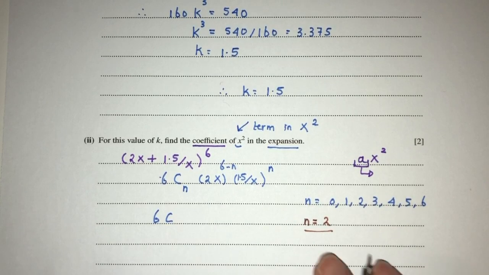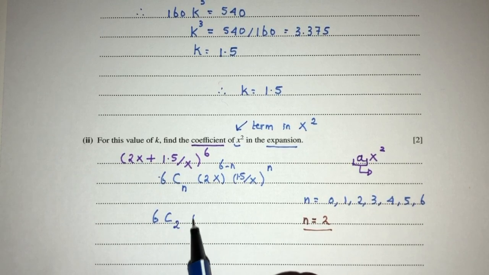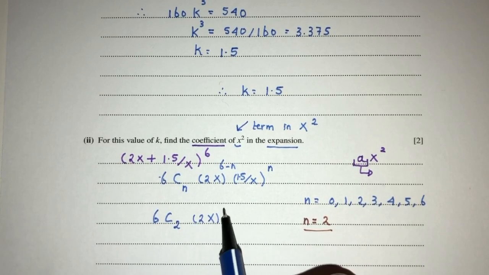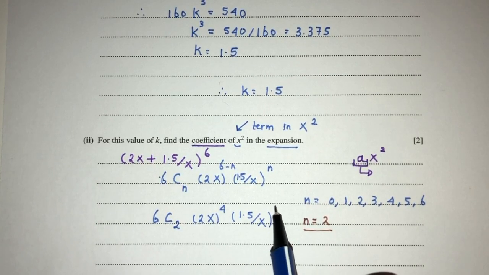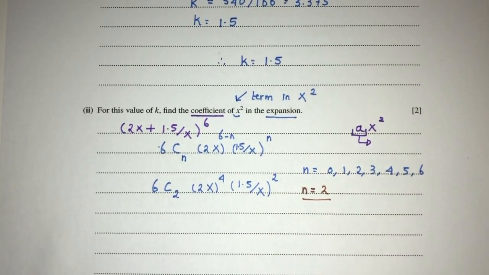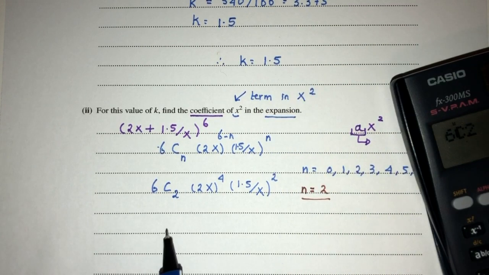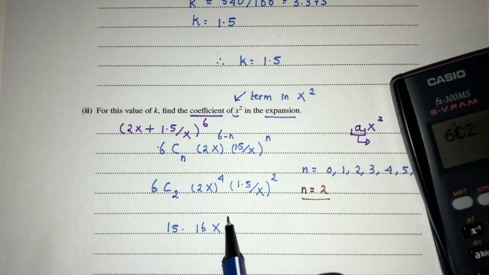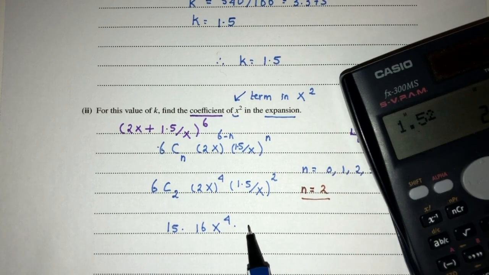Because if you look, if I have n equal to 2, what's going to happen? This will be 2 here, and this will be 2x. 6 minus 2 is 4. That will be 1.5 over x. This is 2. Now, if you want to simplify, let's see what happens. 6 choose 2 will be 15. 2 power 4 is 16. That will be x power 4. Then we have 1.5 squared, 2.25, over x squared.